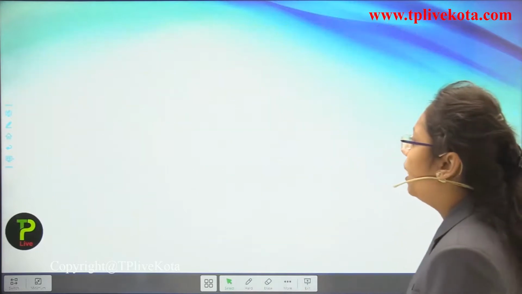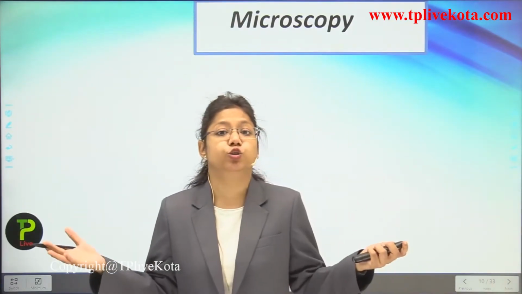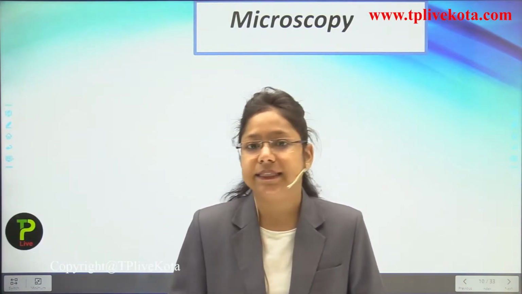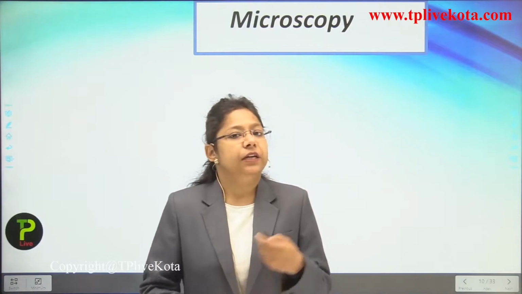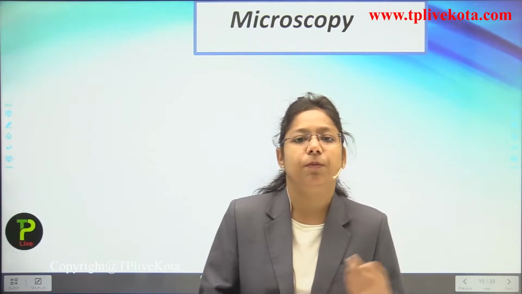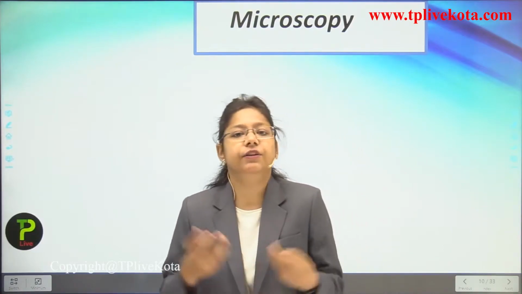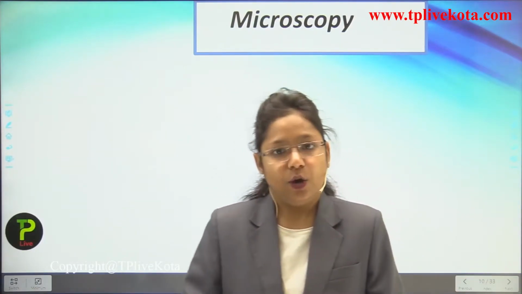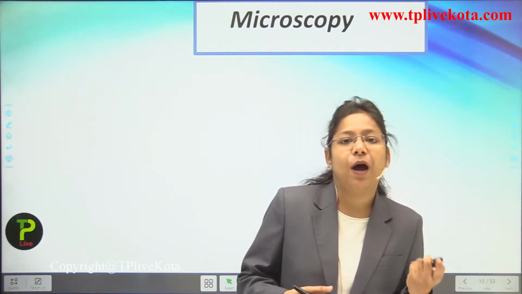Okay, now we are moving towards the next part, that is about microscopy. Now what is microscopy? Why do we need a microscope? There are different types of microscope like light microscope, compound microscope, and electron microscope as well, which is used nowadays. Commonly, we are going to study about the compound microscope.